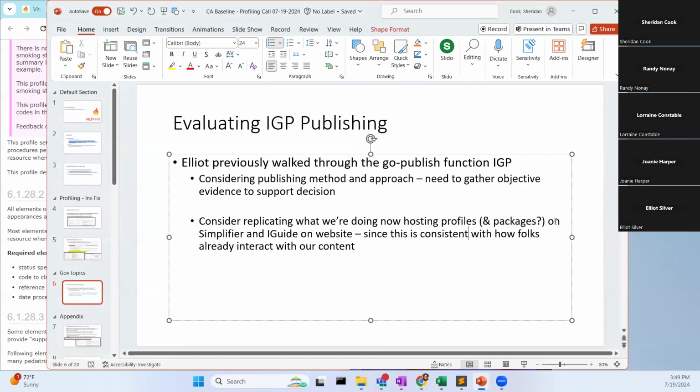So I'm going to mark it as something for us to probably investigate on the profiling side. Yeah, the only thing would be a change to our current behavior, right? Well, I think once you include your IG in the feeds, it gets sucked into whatever system both Firely and IG Publisher use and becomes available.